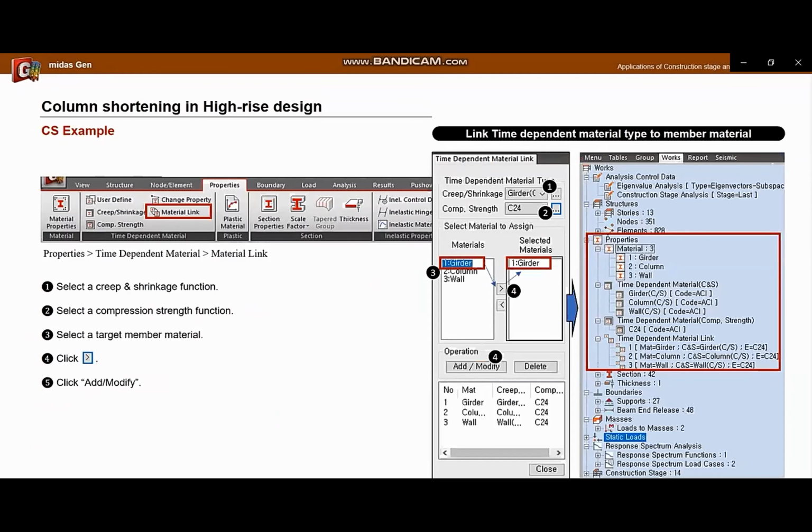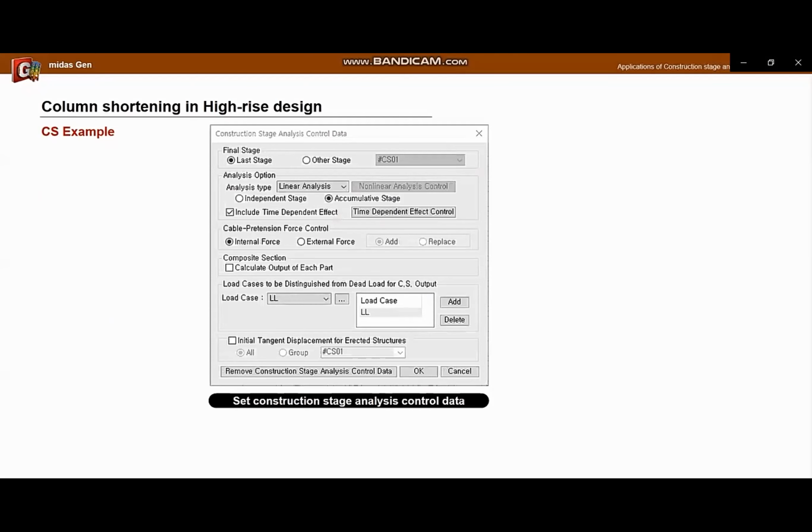And the time-dependent material properties should be linked to the material of the member. Each time-dependent function and link information can be checked and modified in the tree menu as follows. This completes the model creation work for analysis.